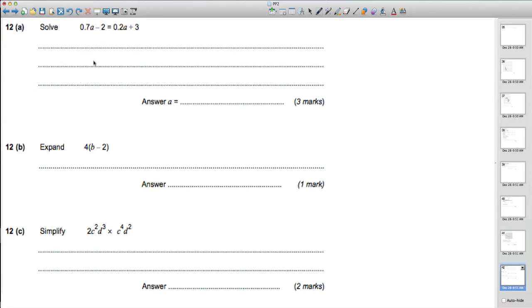Okay, solve the following equation. Firstly, all numbers onto one side. Add 2 to both sides. You get 0.7a is equal to 0.2a plus 5.